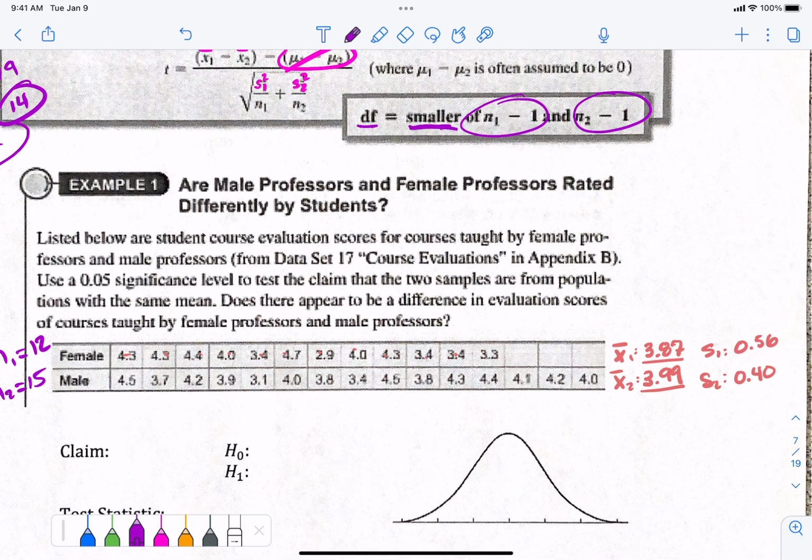Listed below are student course evaluation scores for courses taught by female professors and male professors. So we're trying to see if people are rating female professors at the same rate that they rate male professors. Do they prefer female professors over male professors? We're looking at the rating scale to see what the difference is. Your alpha value is 5%, 0.05, to test the claim that the two samples are from populations with the same mean. Does there appear to be a difference in the evaluation?